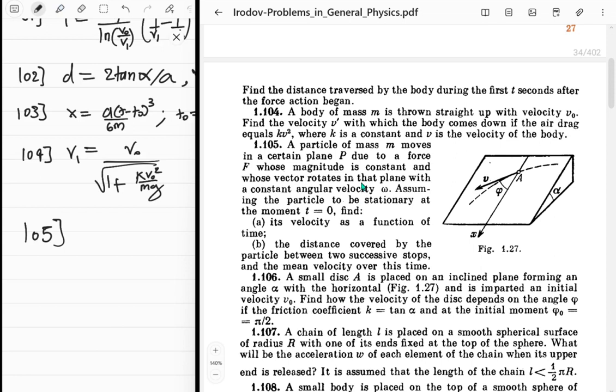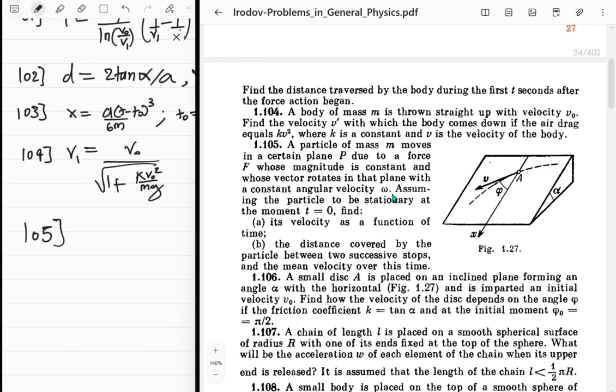Oh yeah, so initially it's at 0 and then some other time it will be at 0, I don't know. Mass m moves in a certain plane p due to force F. Magnitude constant. Vector rotates in plane with constant angular velocity omega. Wait a second, what? Constant magnitude and rotation.